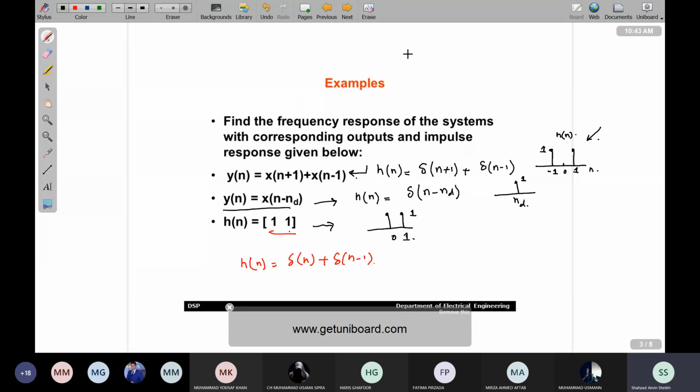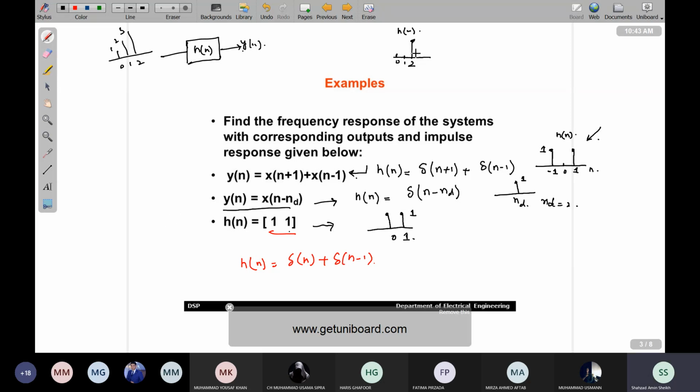Okay, suppose nd, हम suppose करते हैं, this is your impulse response of the system, and suppose nd is equal to 2. Okay, so that's the impulse response of the system, and that's the system. Suppose this is my x of n. What will be y of n?